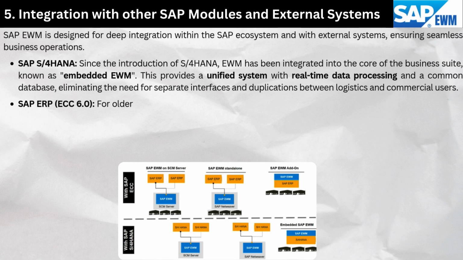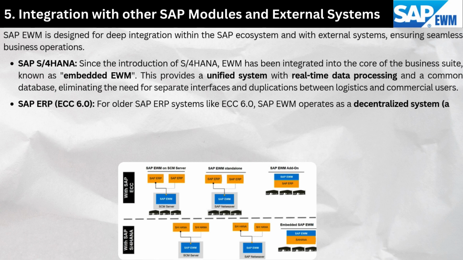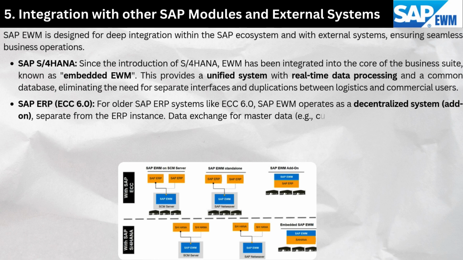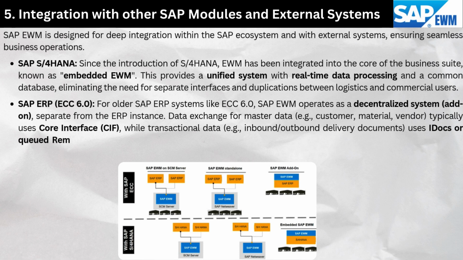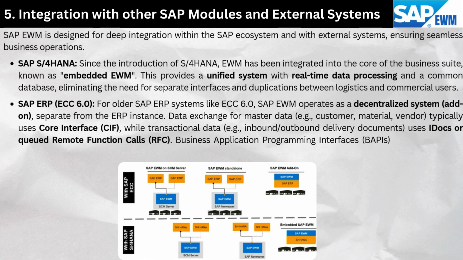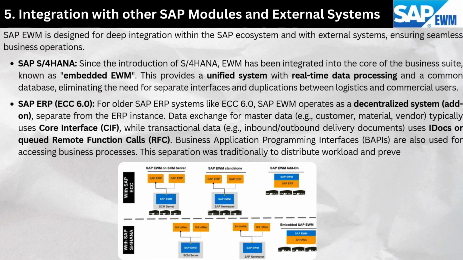SAP ERP, ECC 6.0. For older SAP ERP systems like ECC 6.0, SAP EWM operates as a decentralized system add-on, separate from the ERP instance. Data exchange for master data, e.g. customer, material, vendor, typically uses core interface, CIF, while transactional data, e.g. inbound/outbound delivery documents, uses IDOCs or queued remote function calls, RFC. Business Application Programming Interfaces, BAPIs, are also used for accessing business processes. This separation was traditionally to distribute workload and prevent performance impairment.